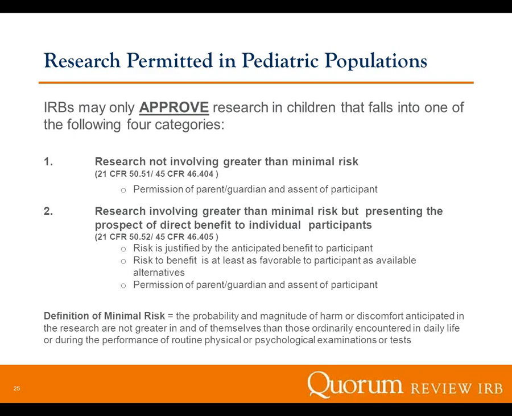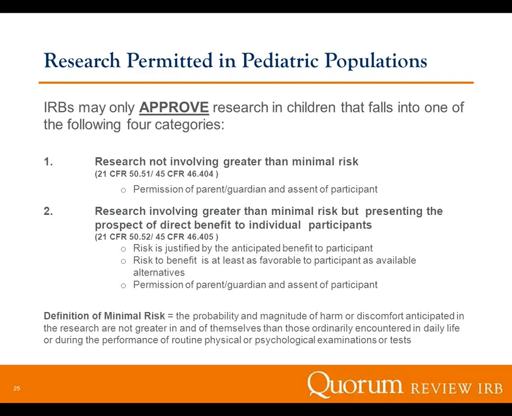First, that the risk is justified by the anticipated benefit to the participant, and the risk to benefit is at least as favorable to the participant as available alternatives. Additionally, the IRB has to ensure there are provisions in place for the permission of the parent for the child to enroll in the research, their parent or guardian, and there also has to be provisions in place to obtain the assent of the participant.